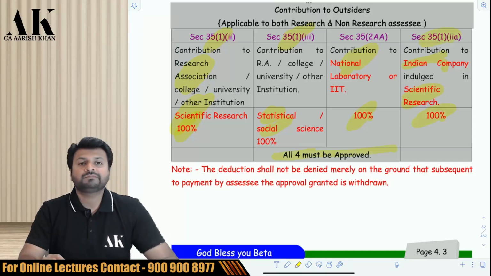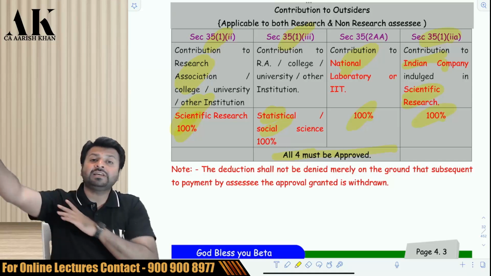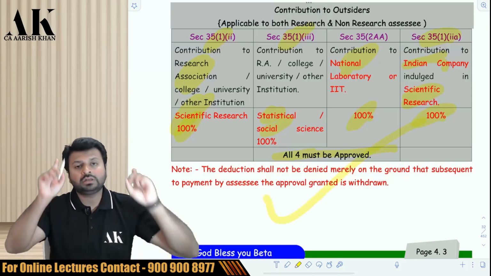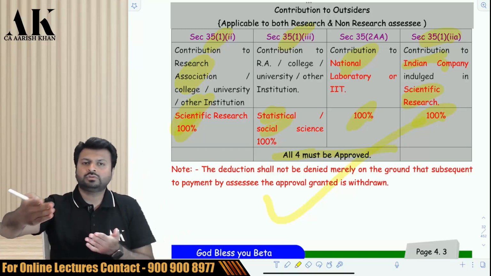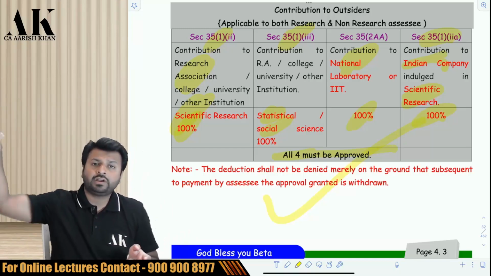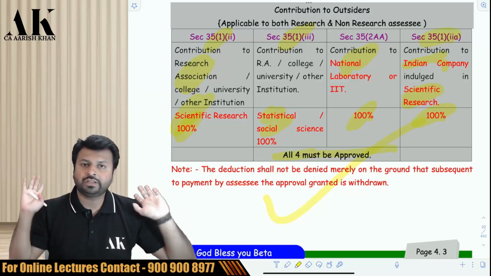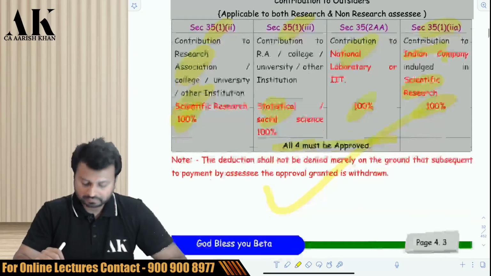All must be approved. And once you give the donation, after that, if the approval of the trust or the institution is withdrawn, your donation will not be denied. Don't worry about it. You will get the deduction. Today, I gave the donation, so I took the deduction. After a few months, the government withdraws the approval of that institution because they are engaged in some illegal activities. Your deduction will not be withdrawn. Don't worry. You will get the deduction. Okay.